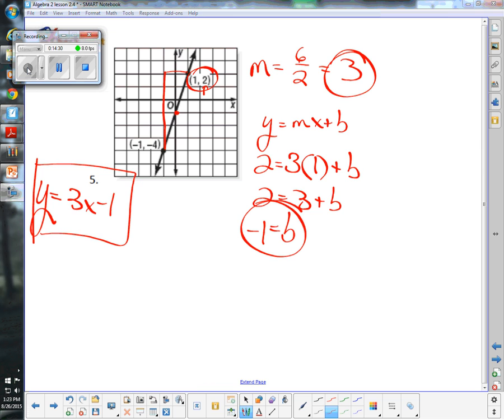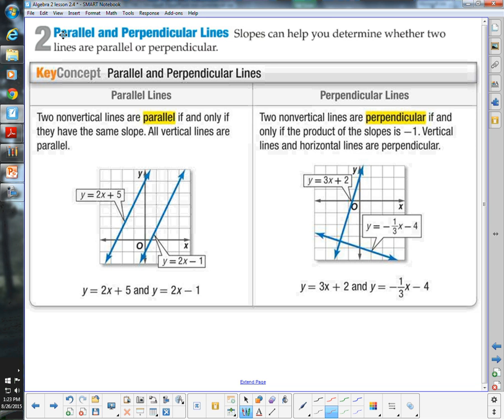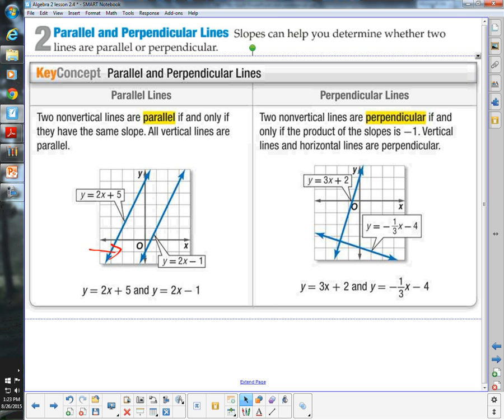Now, one last thing. You will be asked to write equations of lines that are either parallel or perpendicular to a given line. They will either tell you what the equation is, or give you a picture of the line. Remember from geometry, if the lines are parallel, then they will have the same slope. For example, I've got 2x there, my slope is 2. I've got 2x there, my slope is 2. So parallel lines have the same slope.